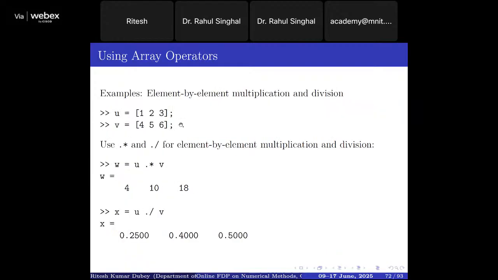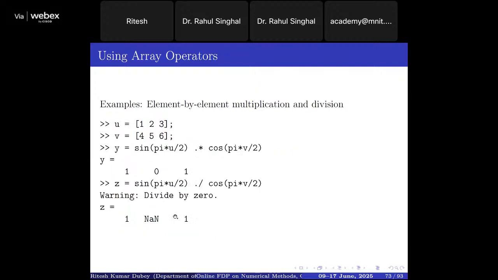So, for example, if you have vectors u and v, you can multiply w equal to u dot star v. So you are having vector values, and it is directly 1 into 4, 2 into 5, and 3 into 6. And you can actually do the division also. So u by 4 equal to 0.25. If you go without dot backslash or forward slash, then it will give you an error. So dot forward slash represents that you are talking about the vectorized division.